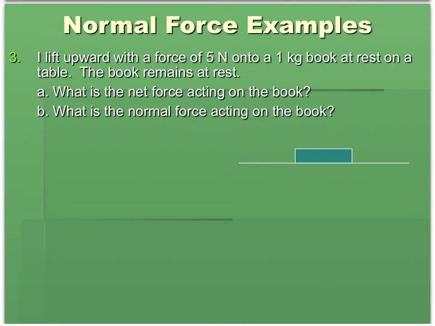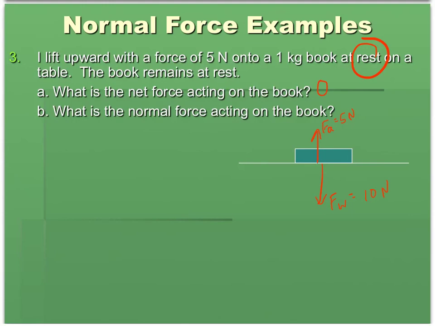In this problem, we're now lifting upward on that book. So we are applying a force of 5 newtons in this direction. And the book still has a mass of 1 kilogram, so we know that it has an Fw, again, of 1 times 10, or 10 newtons. And again, we see that this book is at rest. So what is the net force acting on the book? Well, if it's at rest, again, we know that the net force has to be equal to 0.